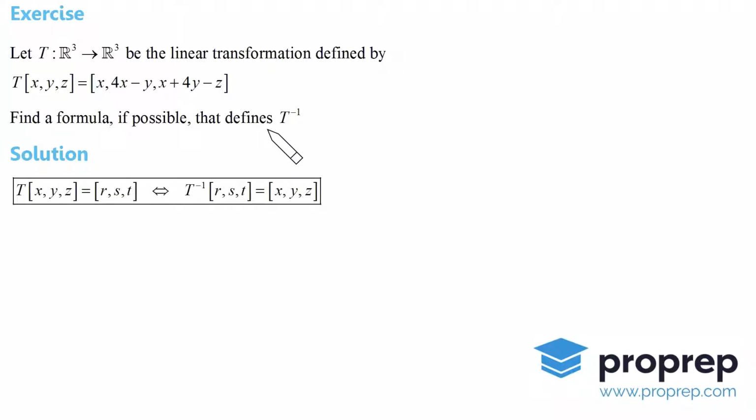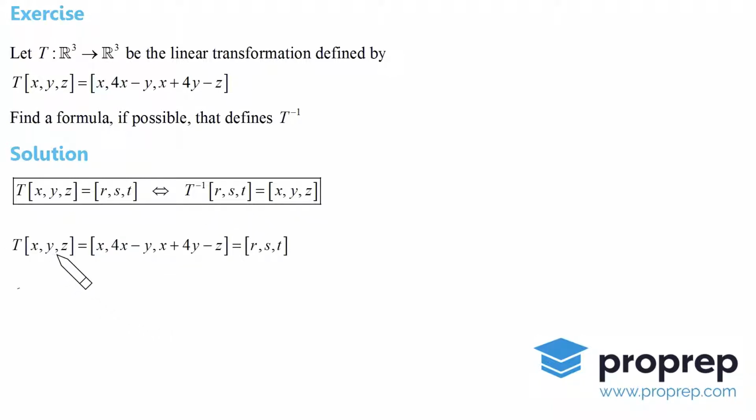Now, T inverse, or we write it T to the minus 1, what this means for it to be an inverse is that if T takes a vector x, y, z to r, s, t, the source and the destination are both R3, then T inverse will do the reverse job. It will take r, s, t and give us back x, y, z. That's what T inverse will do.